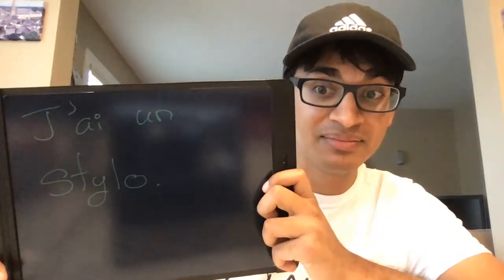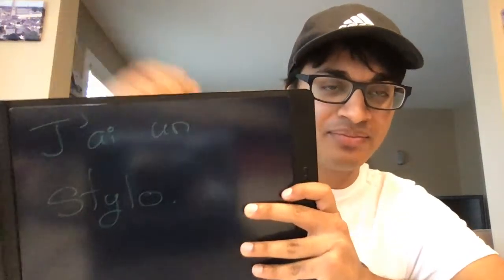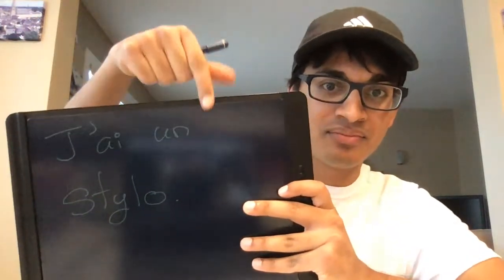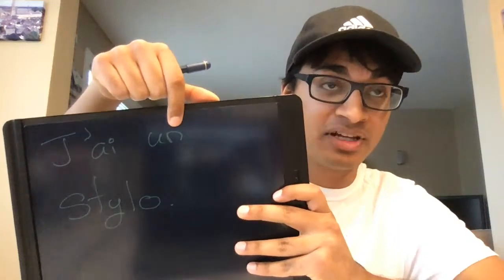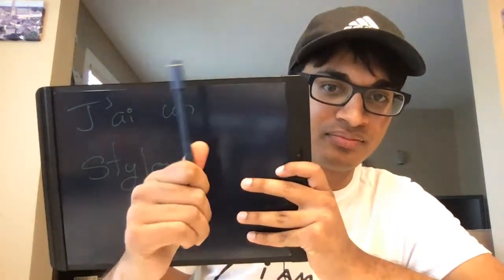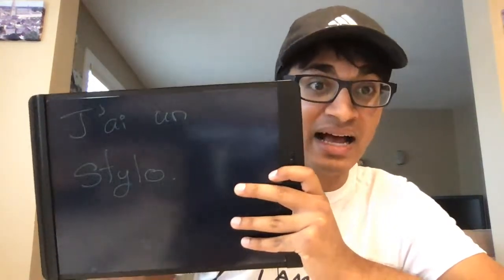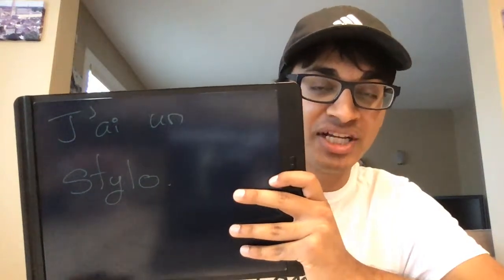J'ai un stylo. Okay. What's j'ai? J'ai, I have. Un, like a cow, a blah, blah, blah. Stylo. My handy dandy pen. J'ai un stylo. As a reminder to people watching, I highly recommend you send me voice messages of you saying different things so I can give you the corrections. J'ai un stylo.